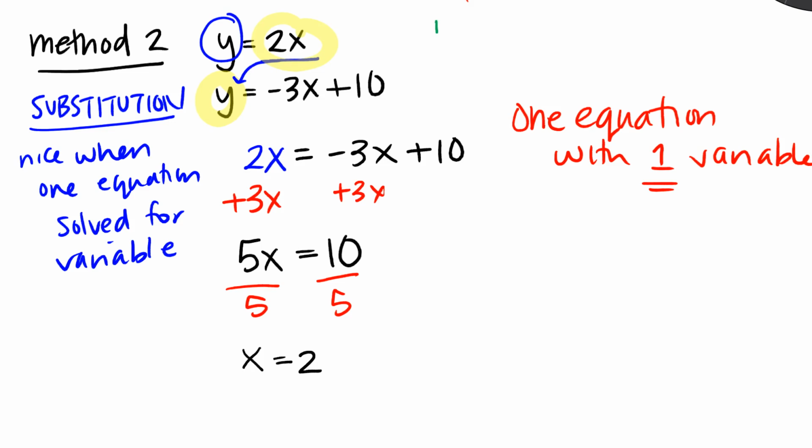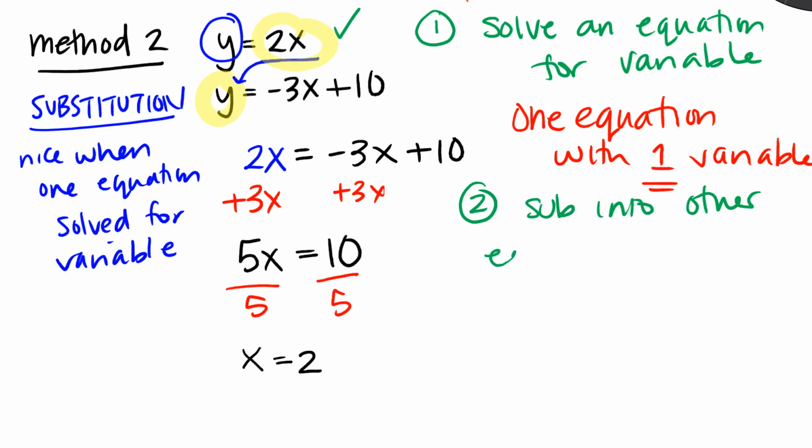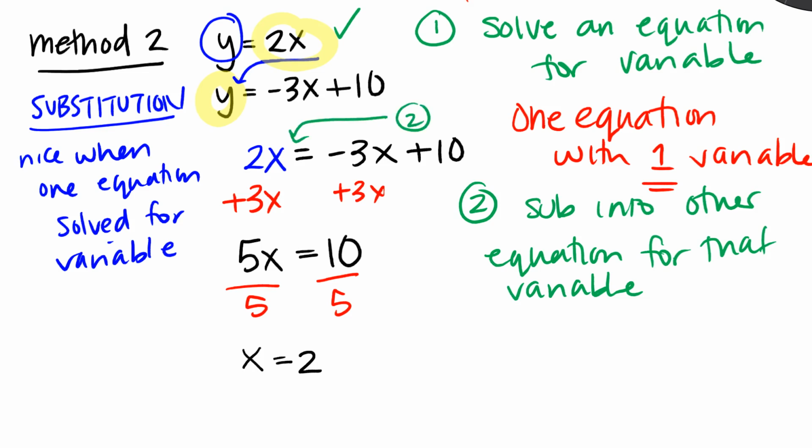So step 1, if you wanted to have steps here, would be solve an equation for a variable. In this case, we didn't have to do step 1. It was already done. Step 2 would be sub into the other equation for that variable, which is what we did here. Step 2 was this piece, right? When we subbed in that 2x.